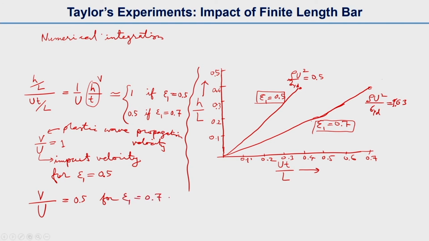Yeah, this is mostly almost proportional. So what we got here is H by L nearly proportional to UT by L. So this is what we get from the Taylor's experiment.